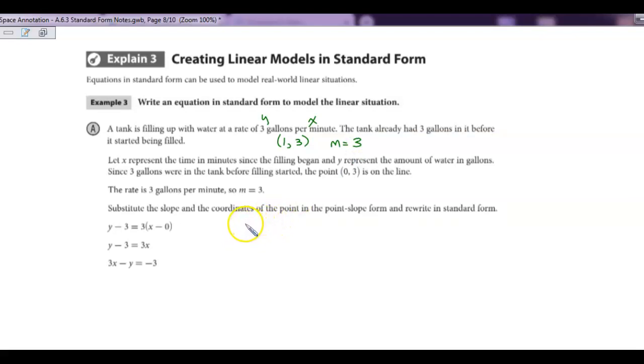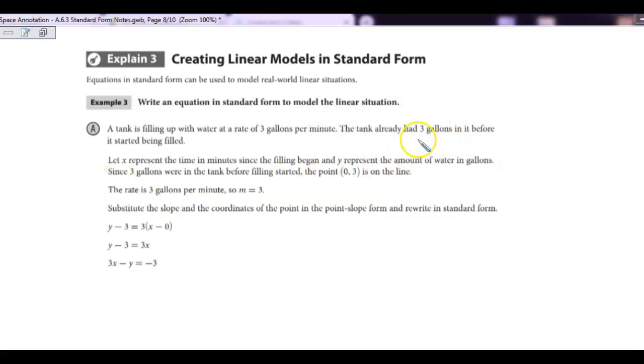So let's go ahead and work this out. So we're going to substitute the slope and the coordinates. And we did so. The slope is our 3. That's there, and my ordered pair for y is 3, and my ordered pair... oh, nope, I made an error. Let's go back.